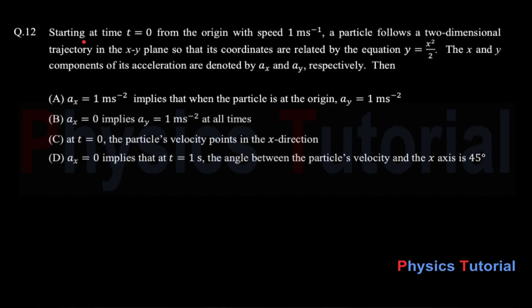Question number 12. Starting at point t equal to 0 from the origin with the speed 1 meter per second, a particle follows a two-dimensional trajectory in the xy plane so that its coordinates are related by the equation y equal to x square by 2. Then the x and y components of its accelerations are denoted by ax and ay respectively. Then ax equal to 1 meter per second square implies that when the particle is at origin, and these options are given, ax, ay at time t equal to 0, and ax equal to 0. Anyhow, here the equation is y equal to x square by 2.